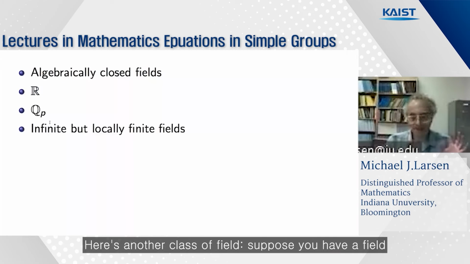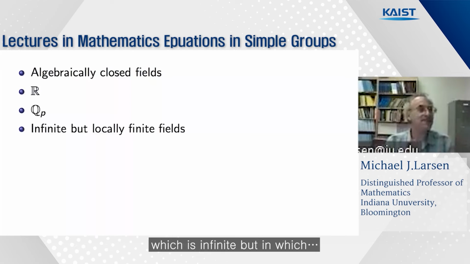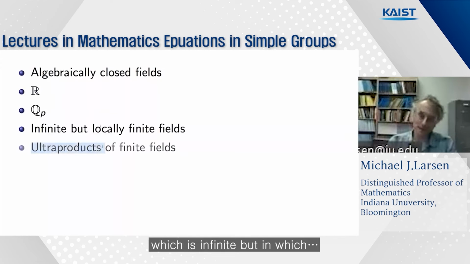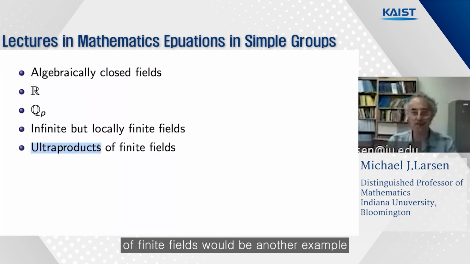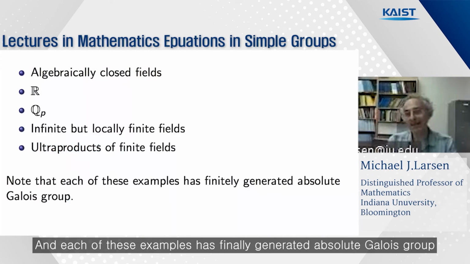Okay, here's another class of fields. Suppose you have a field which is infinite, but in which, if you don't know what an ultraproduct is, don't worry about it. But if you do, then ultraproducts of finite fields would be another example. Okay, and each of these examples has finitely generated absolute Galois group.